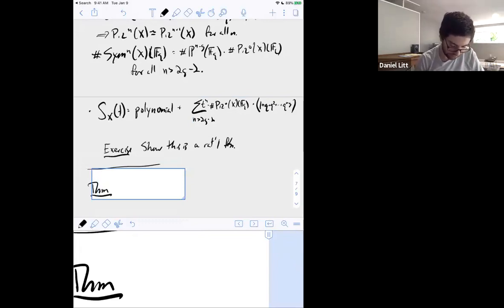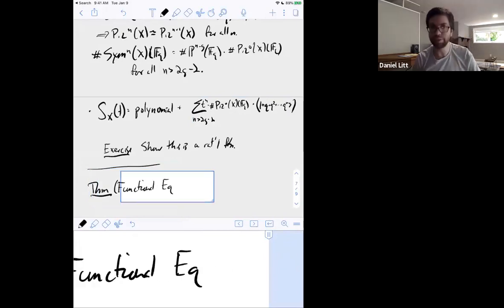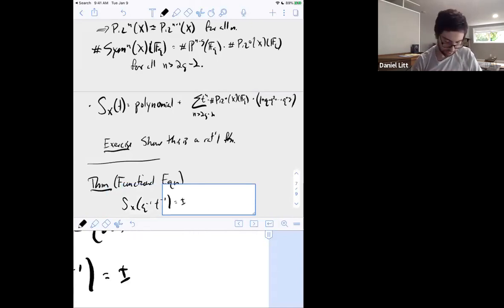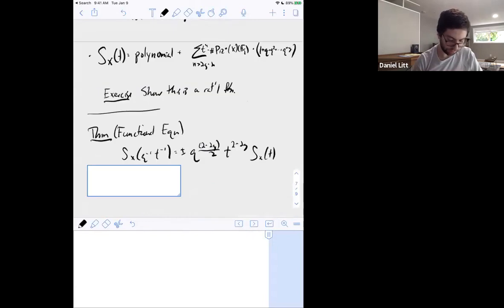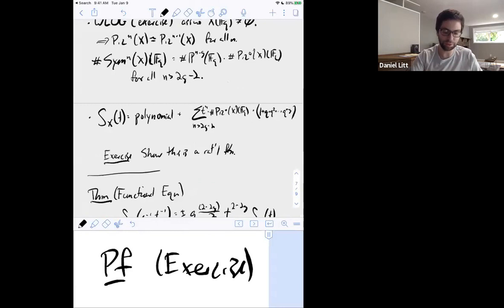Okay. So now let me just say a word about the functional equation. So what is the functional equation in the case of curves? So it's the following. The zeta X of q inverse t inverse is going to equal plus or minus, and you'll have to figure out what that is, q to the (2 minus 2g) over 2 times t to the 2 minus 2g times zeta X of t. Okay, and the proof I'm also going to leave as an exercise. But does anyone have a guess as to where it comes from? If we use this formalism in terms of symmetric powers?